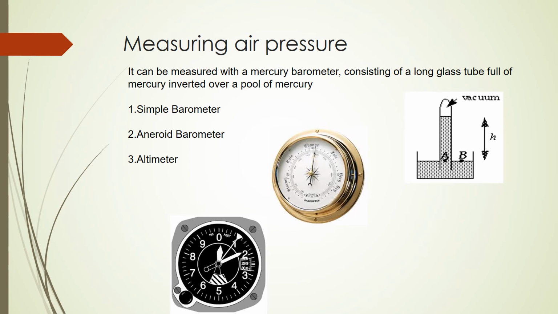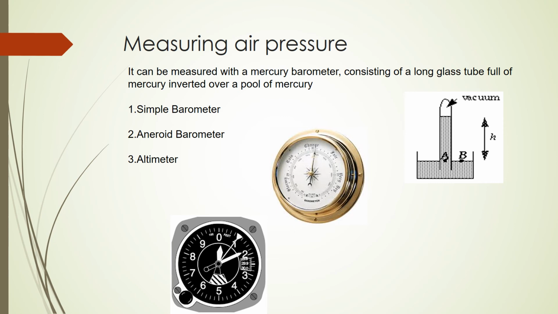Next is measuring air pressure. Air pressure is measured by an instrument called a barometer. There are various types of barometer, as you can see in the following diagrams. First is the simple barometer, which is also called the mercury barometer. A simple barometer consists of a long glass tube which is sealed at one end, filled with mercury and inverted in a dish containing mercury. The height of the column of mercury in the glass tube measures the atmospheric pressure.